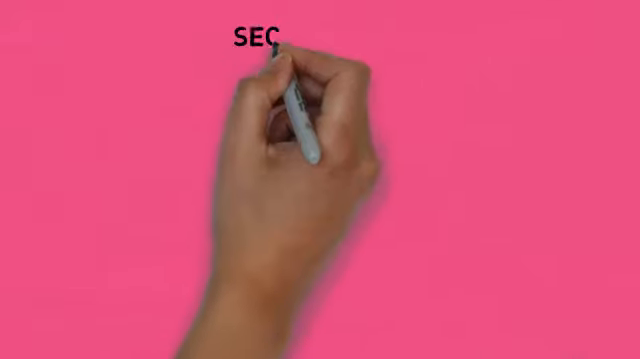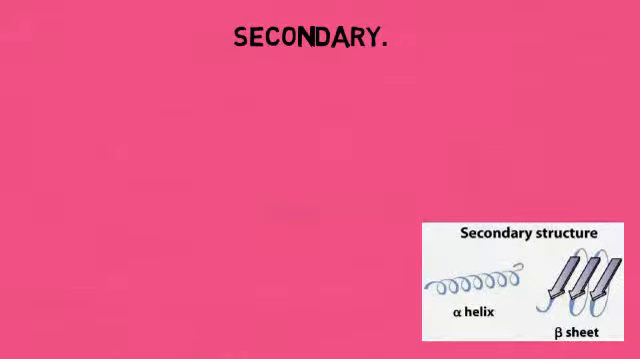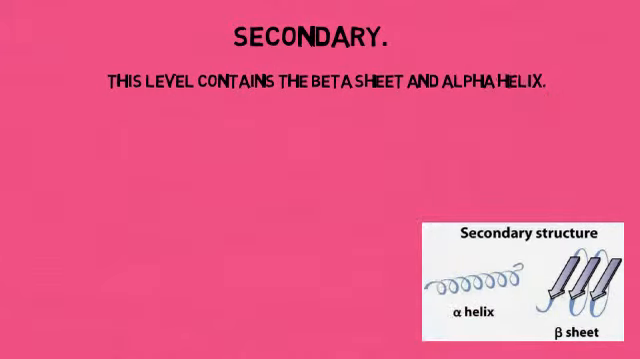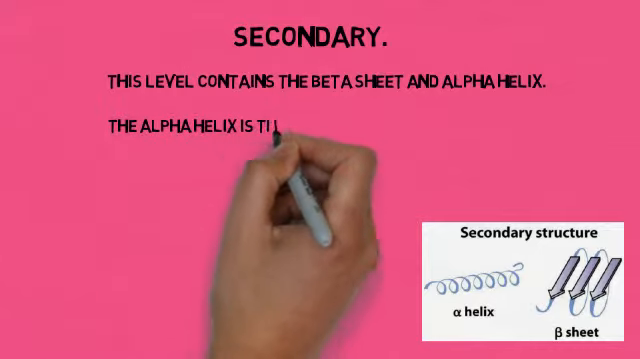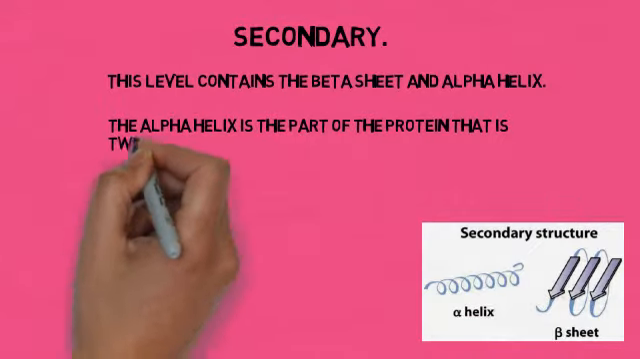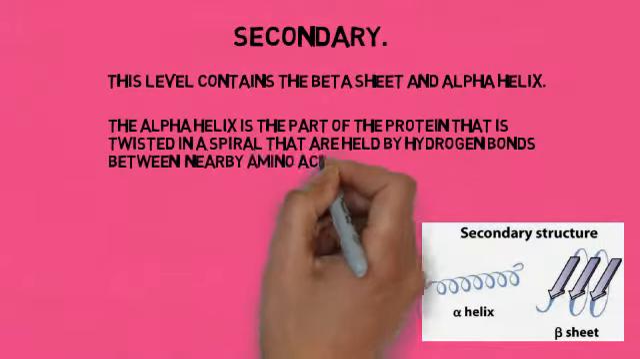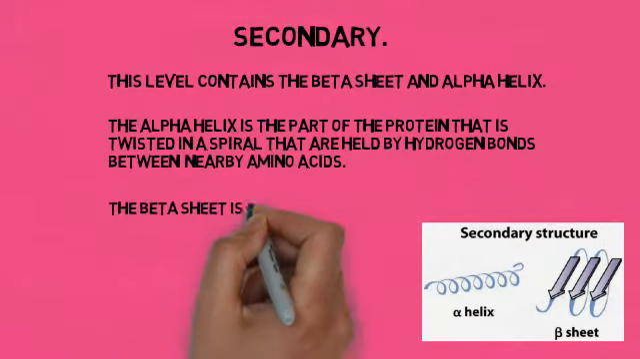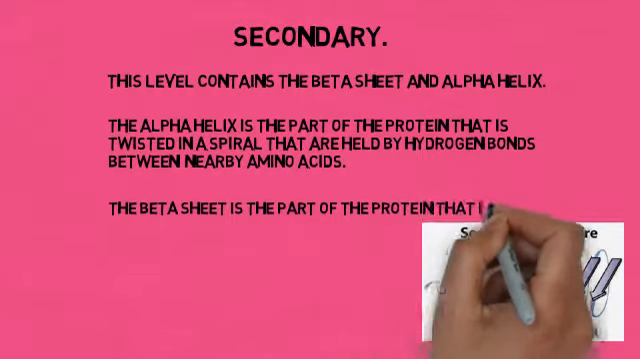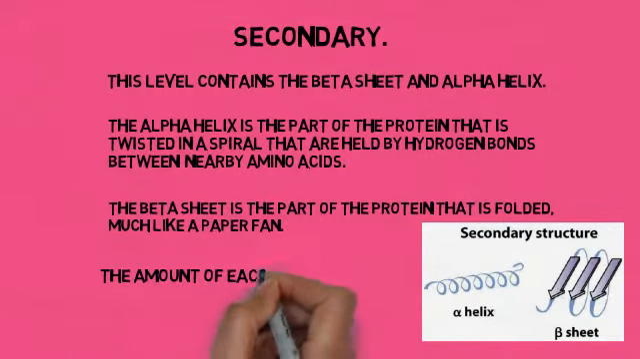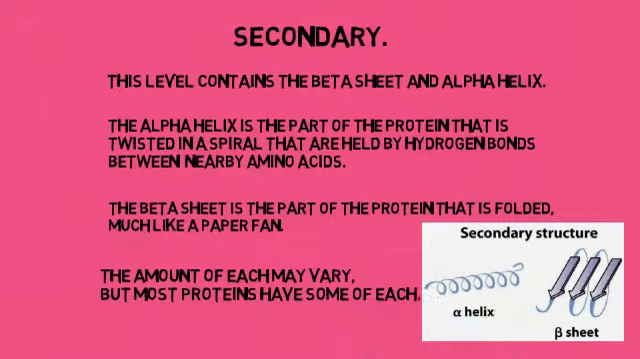The next level is the secondary. This includes the alpha helix and the beta sheet. The alpha helix is the part of the protein that is twisted in a spiral that is held by hydrogen bonds between nearby amino acids. The beta sheet is the part of the protein that is folded, much like a paper fan. The amount of each may vary, but most proteins have some of each.